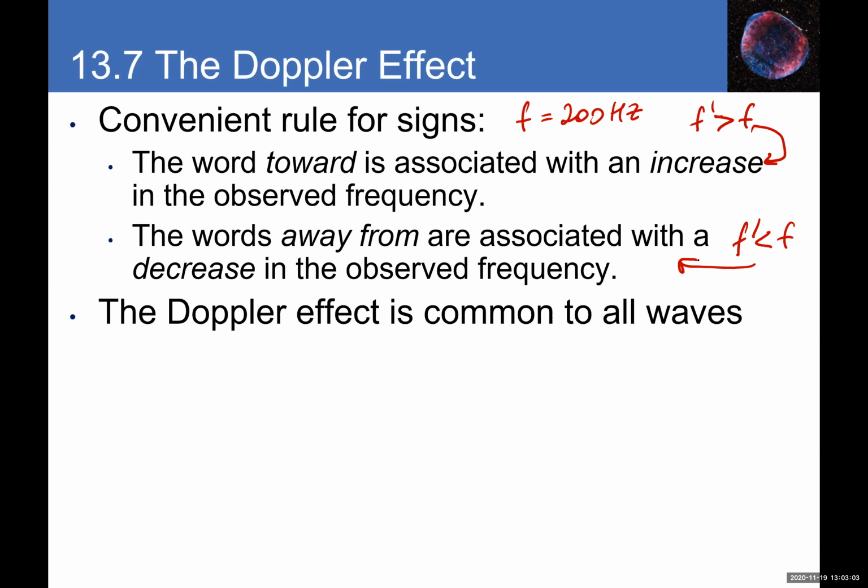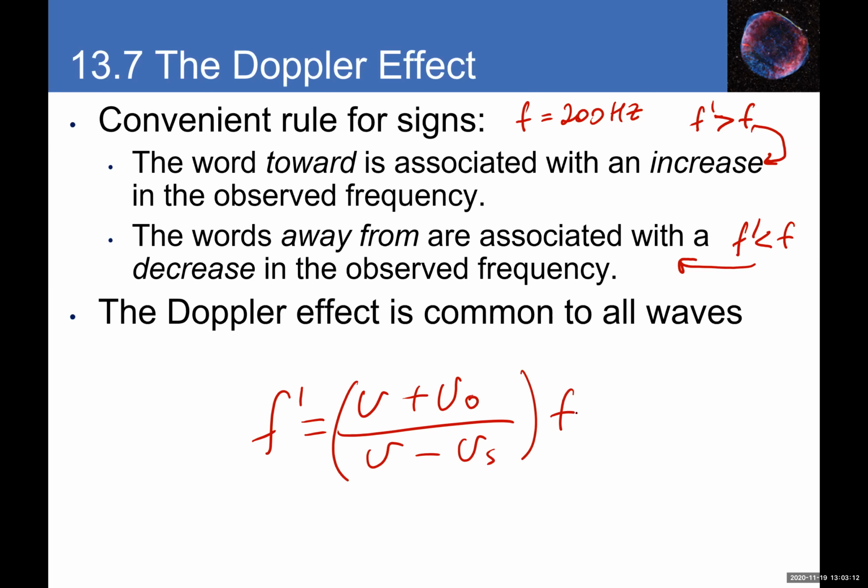So again, this general equation: f prime equals (V plus V naught) over (V minus Vs) times f. You can see that if the absorber is at rest, V naught is 0, and if the source is at rest, Vs is 0, and so on and so forth.